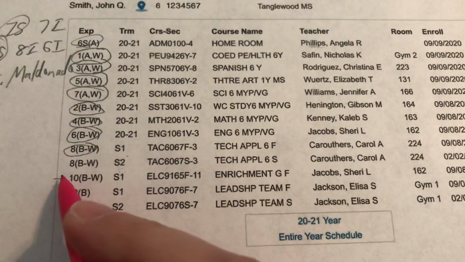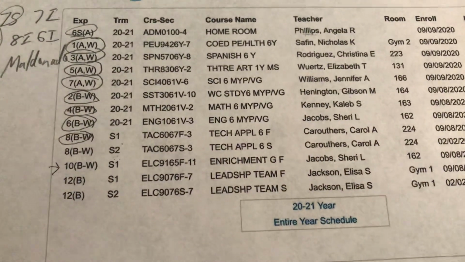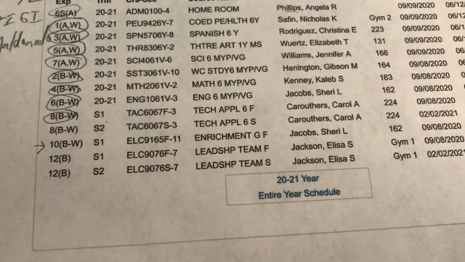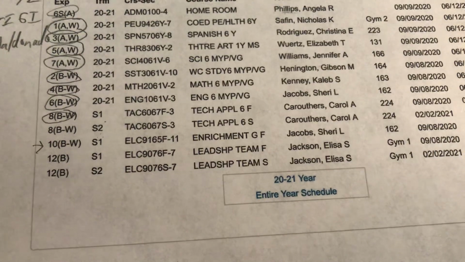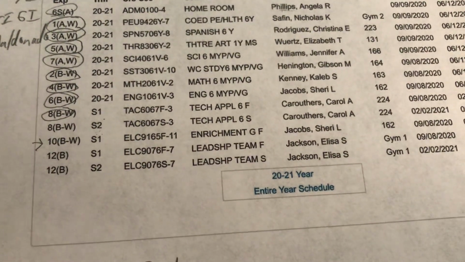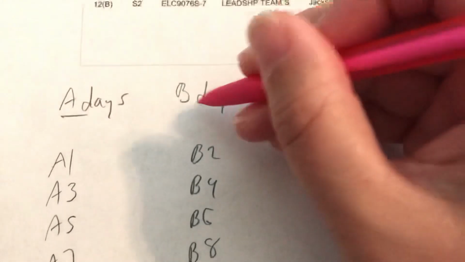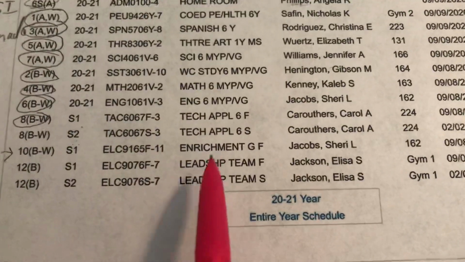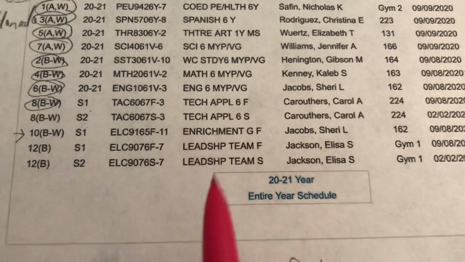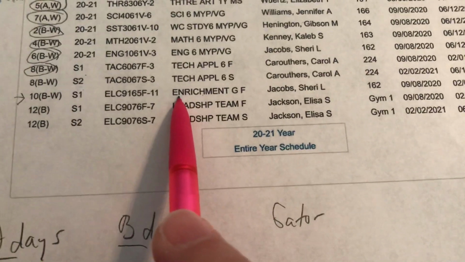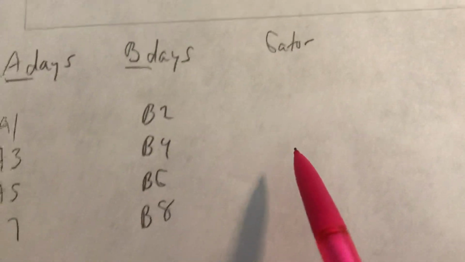Then we also have this enrichment course. Your enrichment course, I believe, let me look at the schedule here. You have enrichment on A days and B days. And I believe you also have it on Gator days. Yes, you also have it on Gator days. So let's talk about Gator days. Again, we have A day where we see our A classes plus the enrichment class. This is the enrichment class here. And B days with your B classes plus, again, that enrichment class. And then on Gator days, you see all of your classes.